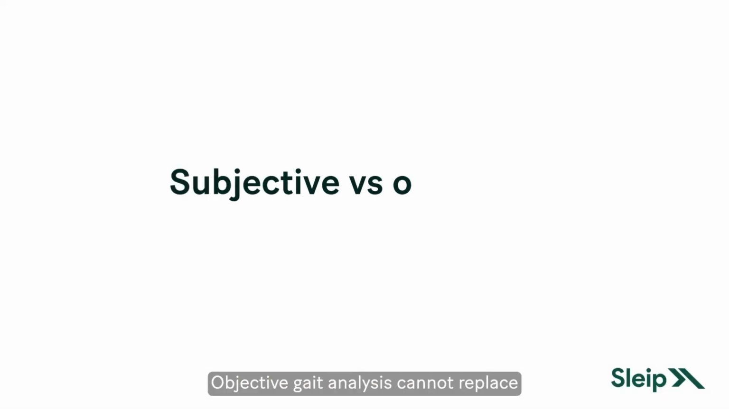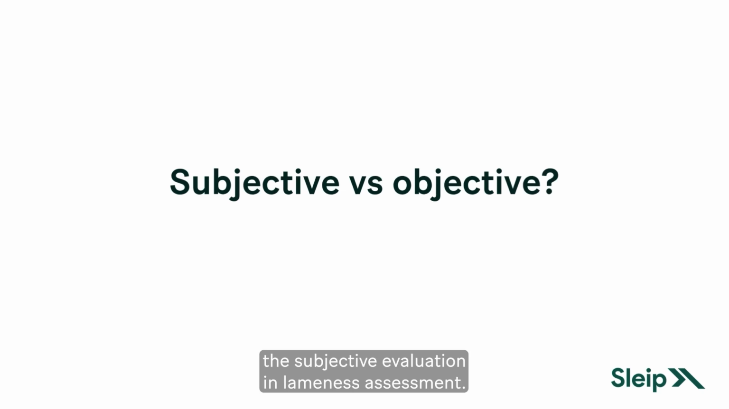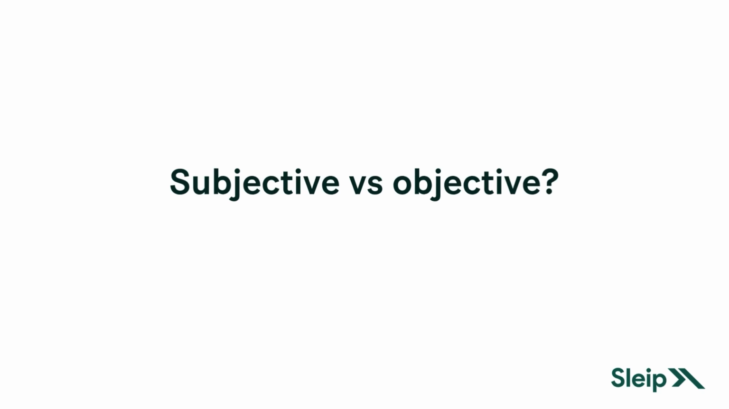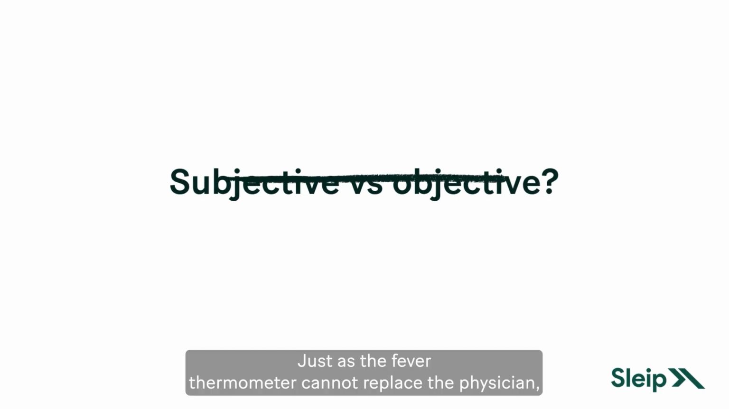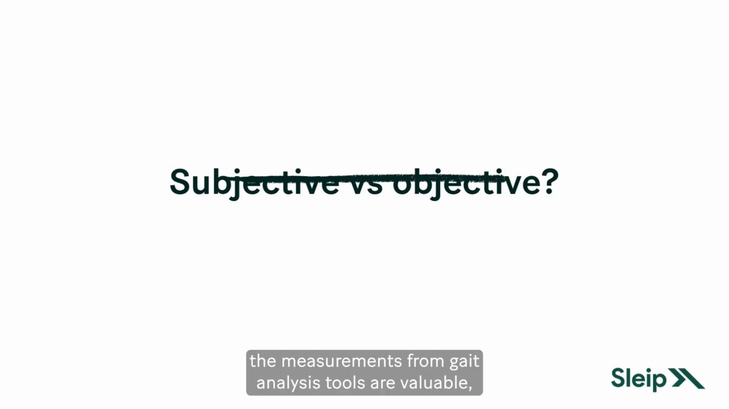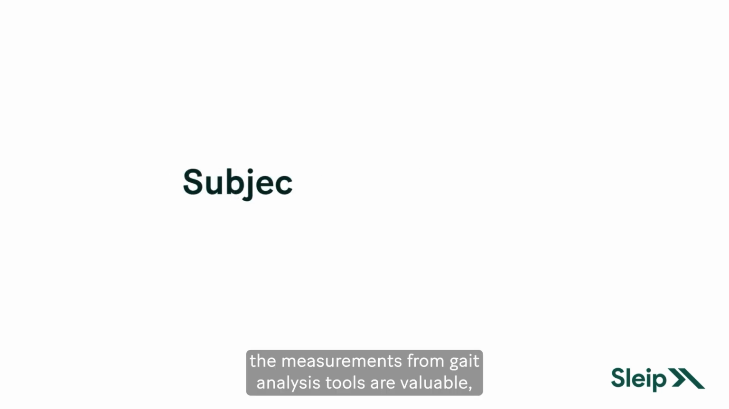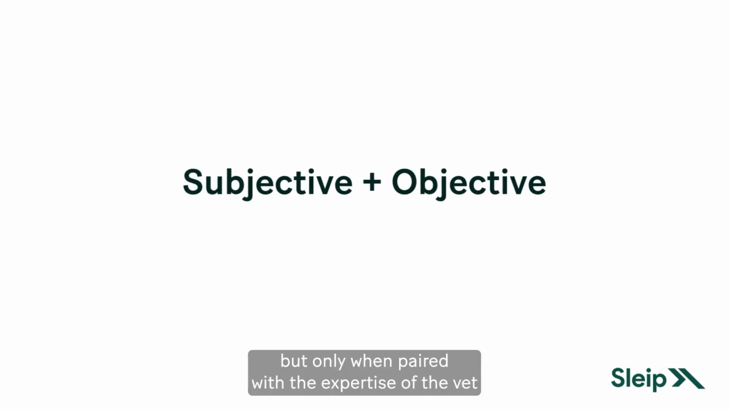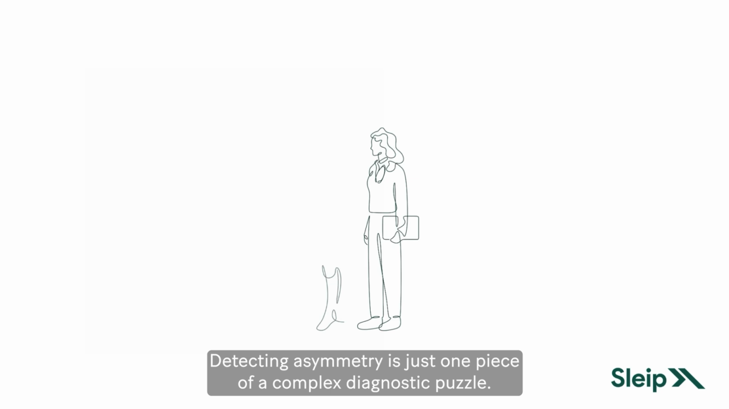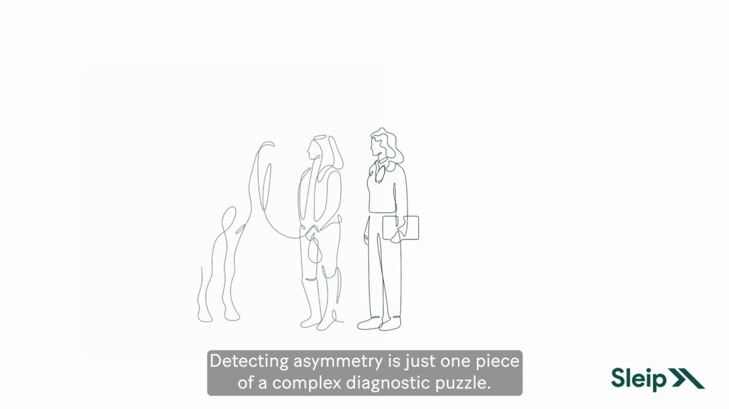Objective gait analysis cannot replace the subjective evaluation in lameness assessment, just as the fever thermometer cannot replace the physician. The measurements from gait analysis tools are valuable, but only when paired with the expertise of the vet and in the full context of the lameness exam. Detecting asymmetries is just one piece of a complex diagnostic puzzle.